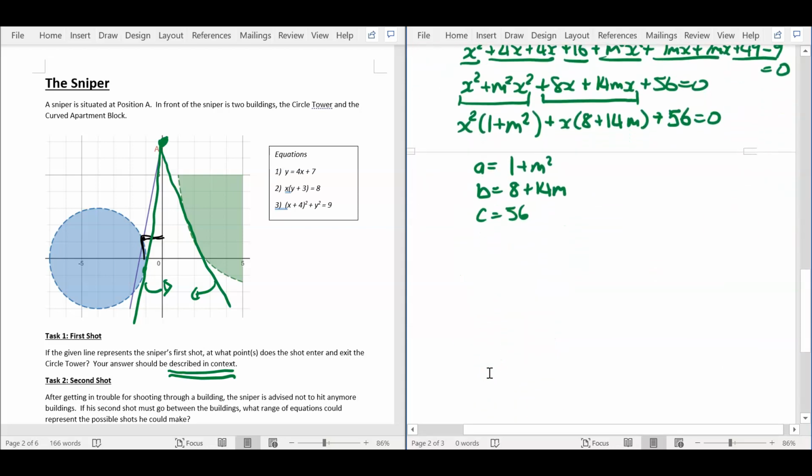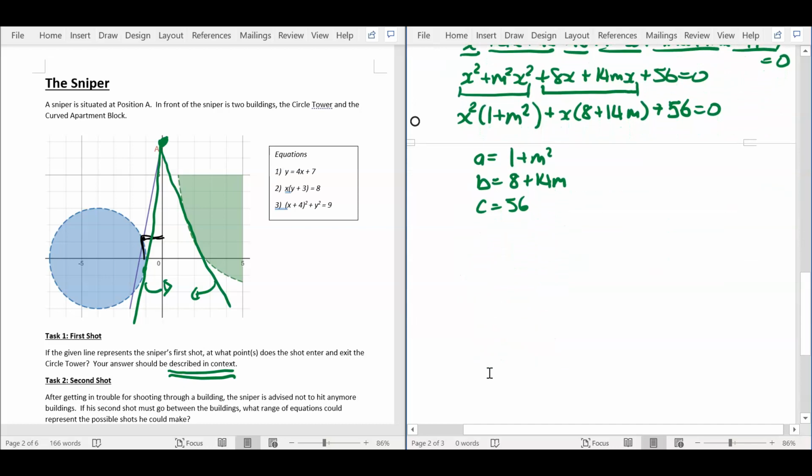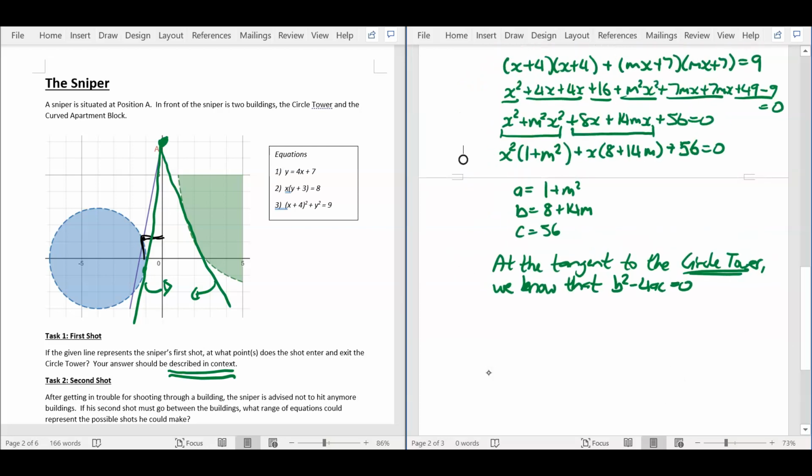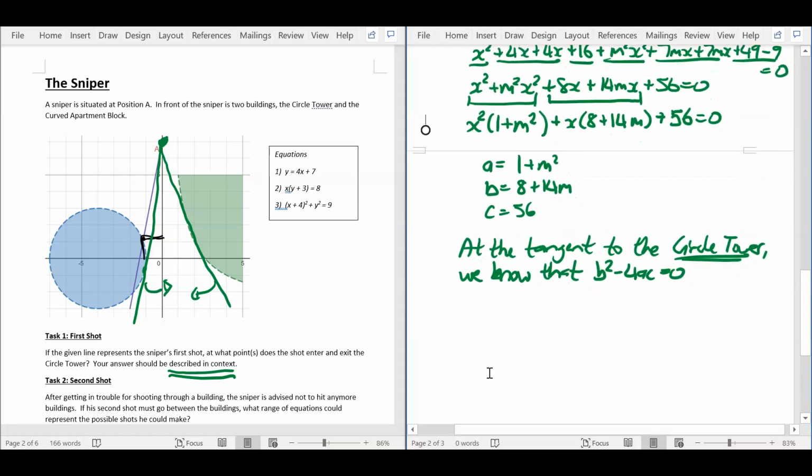So we've gone through our working. We now just need to link it to a bit of context. So at the tangent to the circle tower, we know that b squared minus 4ac will be equal to 0. And again, just noting, I'm using my context. That's really, really important to make sure you get the grades that you are looking for.